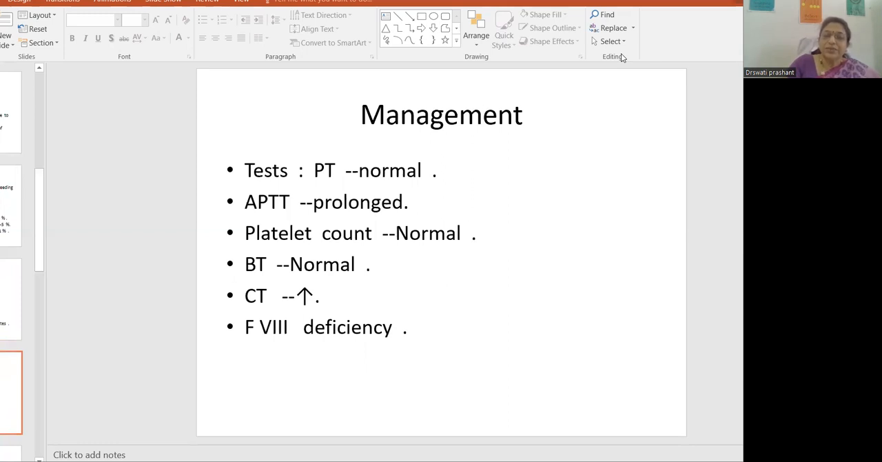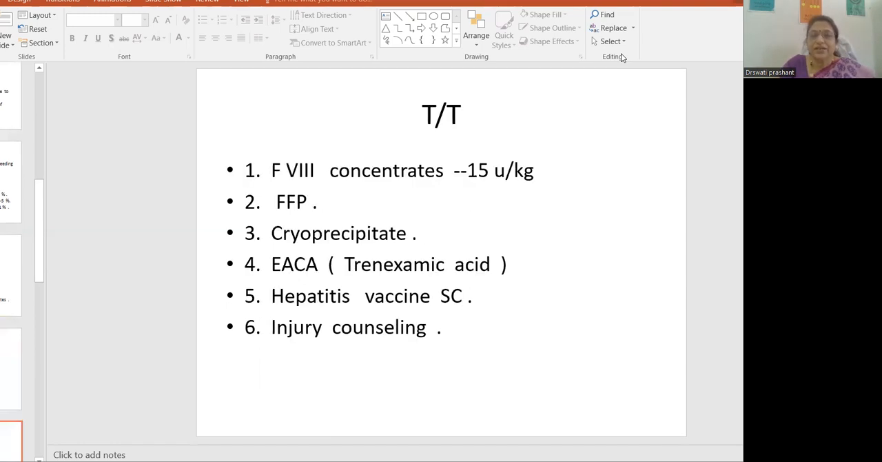The PT is normal in hemophilia because it is the intrinsic pathway which is affected. Factor VIII is in the intrinsic pathway, so APTT is prolonged. Platelet counts are normal. The BT, that is bleeding time, is normal, while clotting time is increased because of factor VIII deficiency. And if we do factor VIII assays, we find that there is factor VIII deficiency.